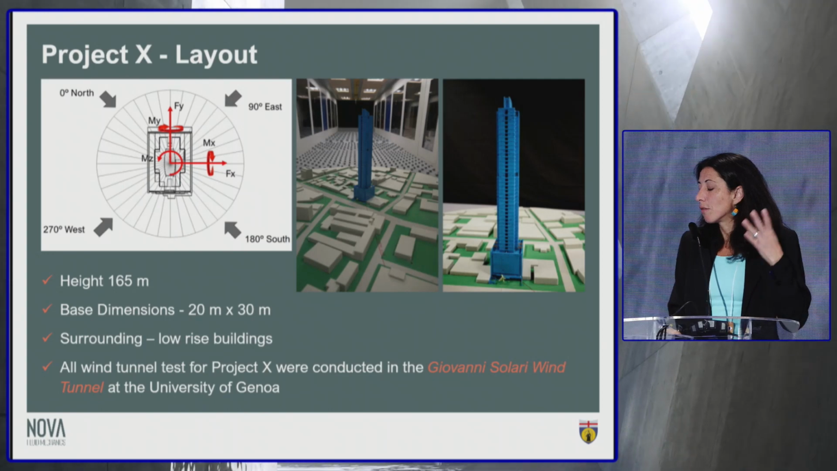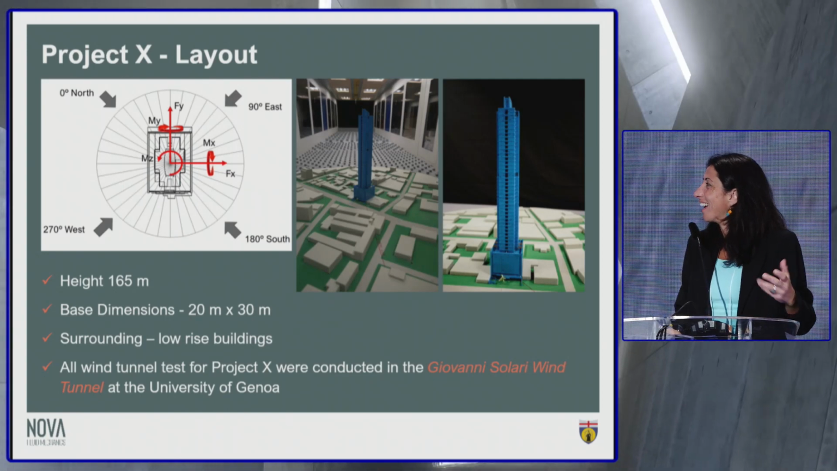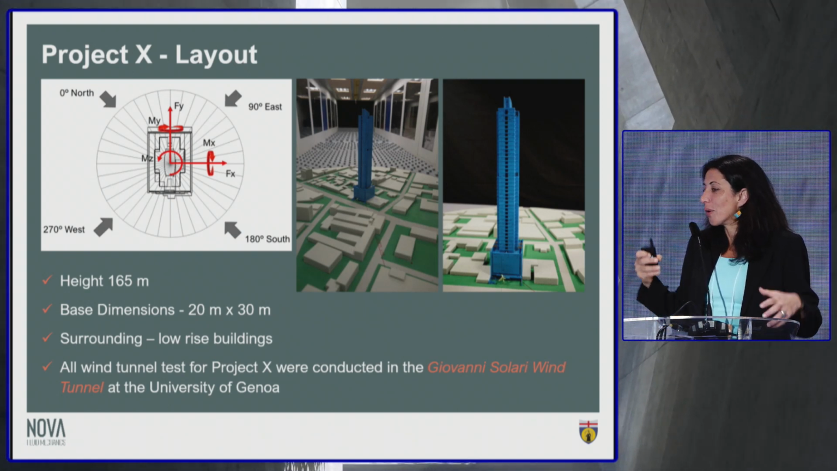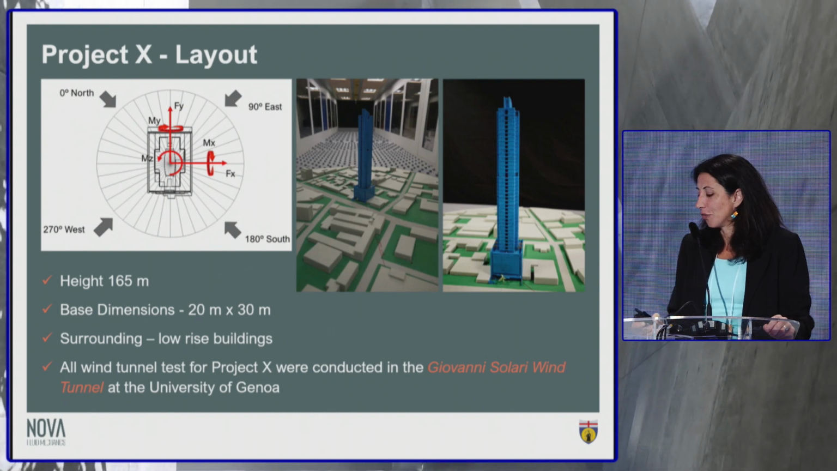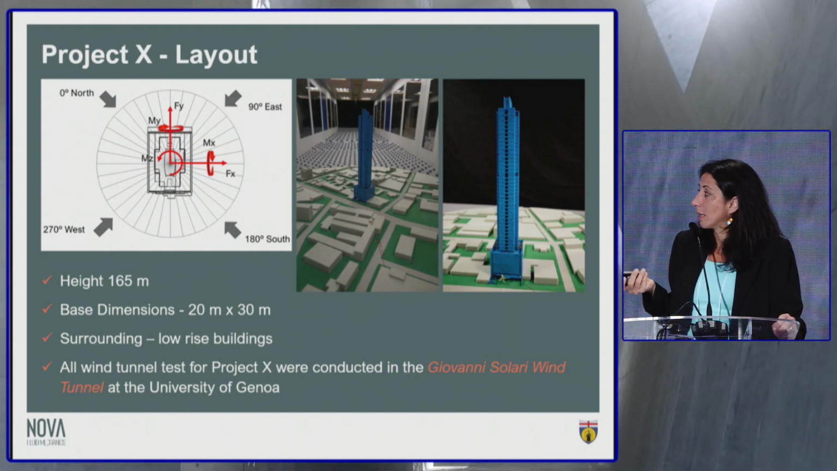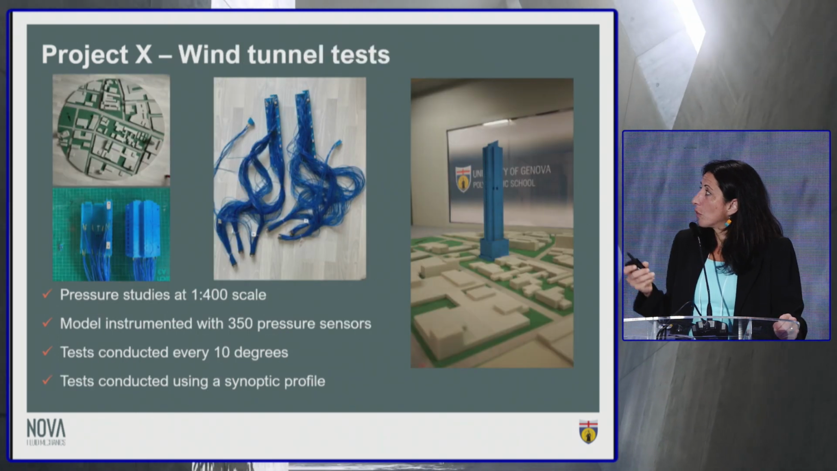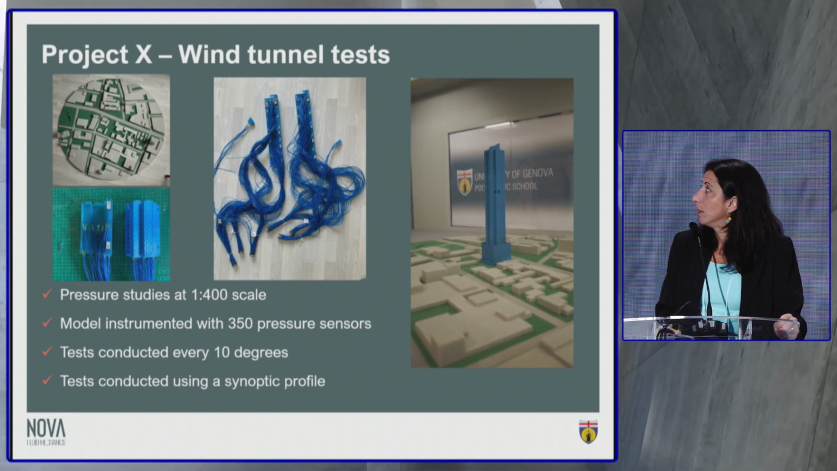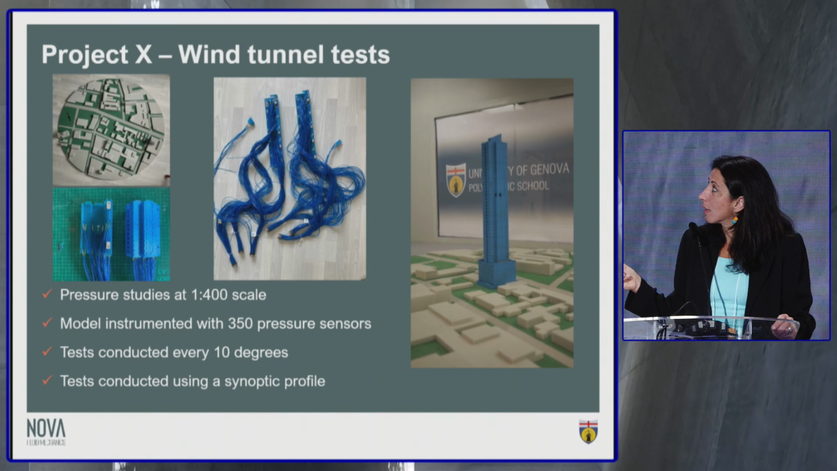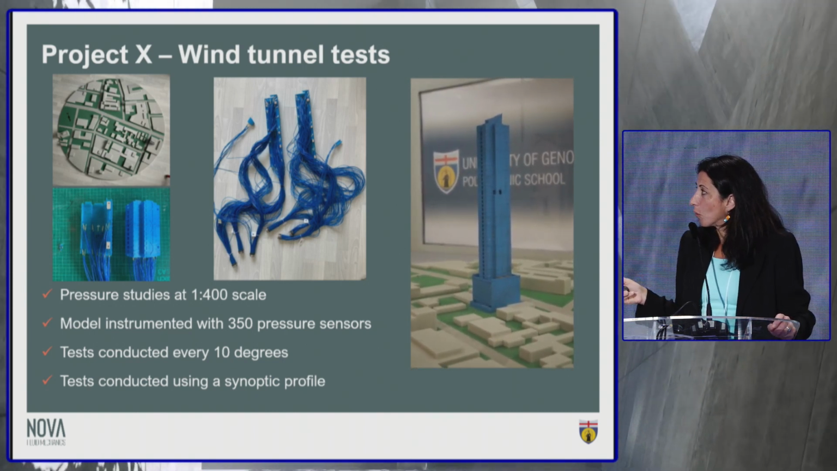I have chosen this particular building because the client was very supportive, and also because you can really see in the loading just the effect of the tower without the added complexity of the surround. It's a commercial project, and all the wind tunnel studies were done at the University of Geneva. We have already discussed the model. We used a pressure model. This is what it looks like inside.